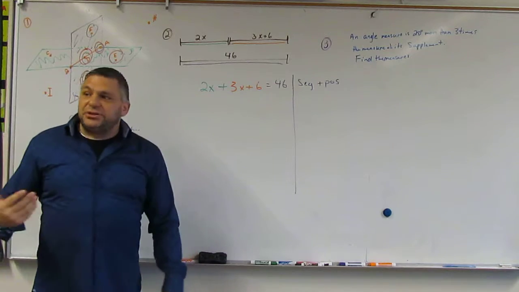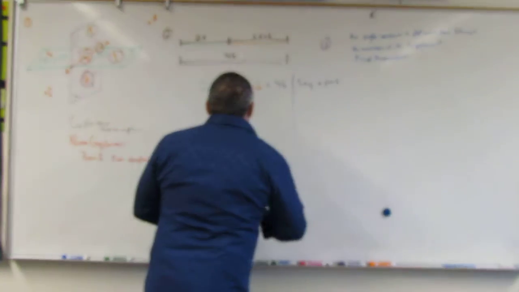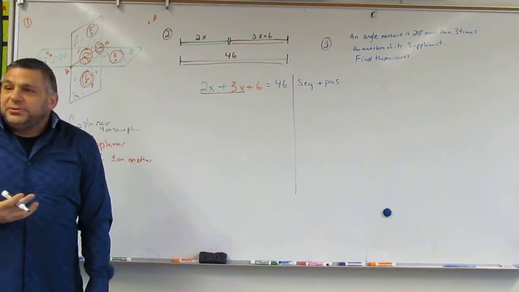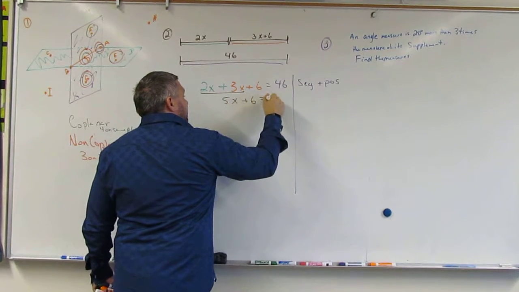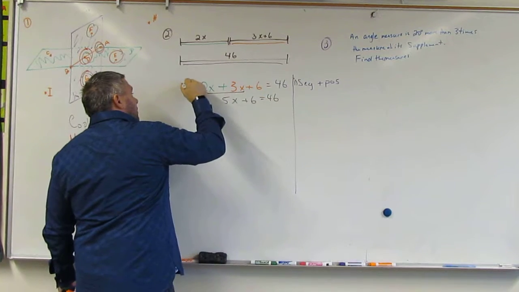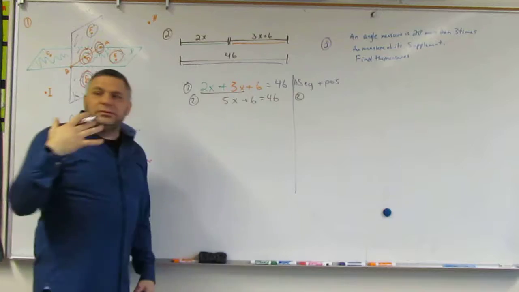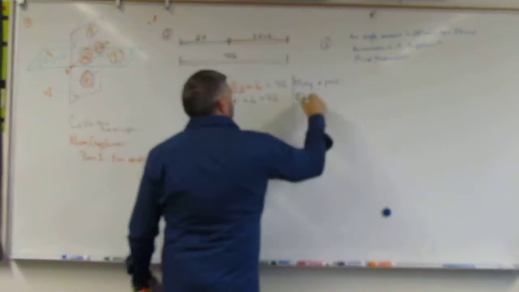All right, and then you just do the math. So, the nice part here is I can just take these x's and add them up. 2 and 3 is 5, right? So I get 5x plus 6 equals 46. Okay? And what is that called? We just simply put them together? Simplify.